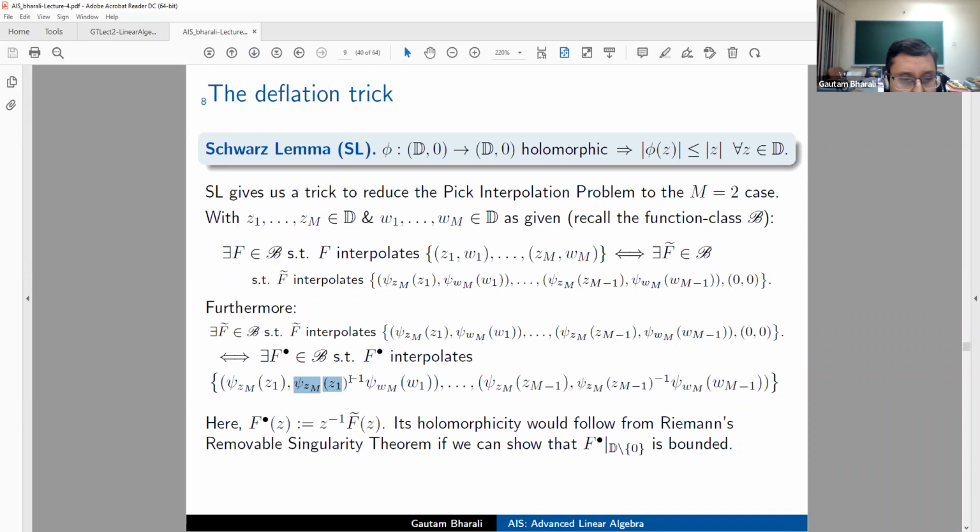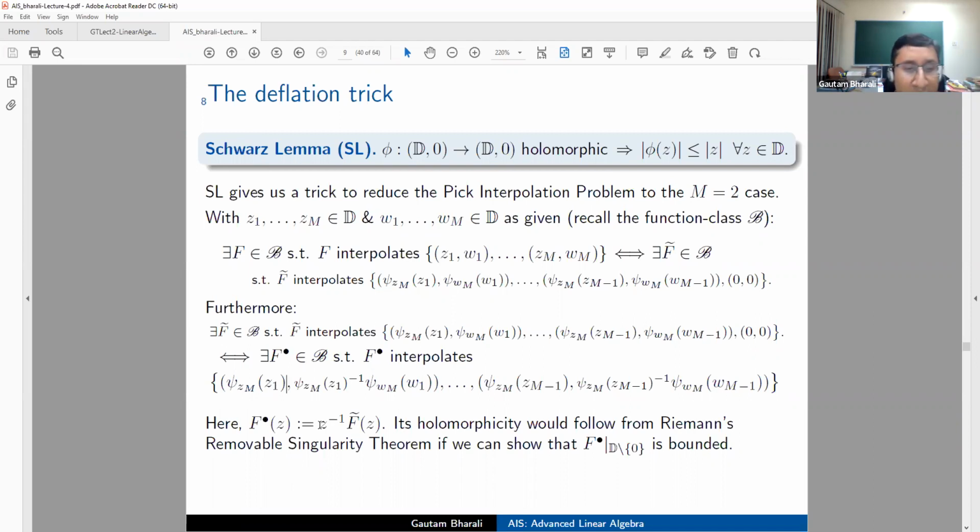Do you see that because of where this point is mapped to, so you see what I have is I have psi sub w_m acting on a w sub j divided by whatever is the corresponding z entry. So you see, I have no choice. If f dot has to exist, it'll have to be f dot z mapping z inverse to f tilde of z, which is totally well defined away from 0. But how do we know this is well defined?